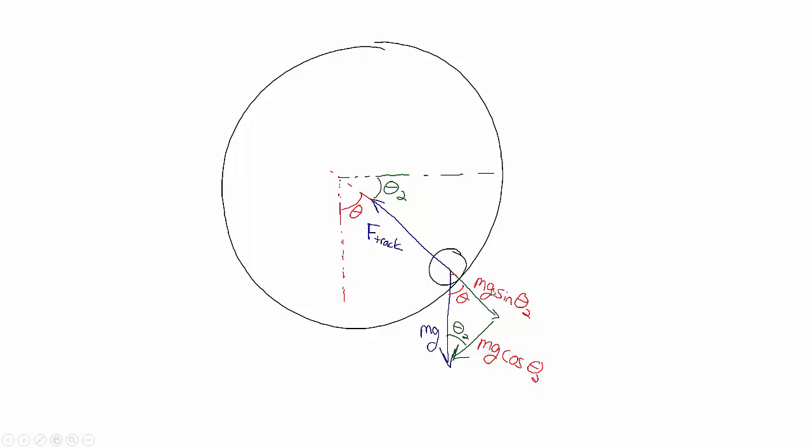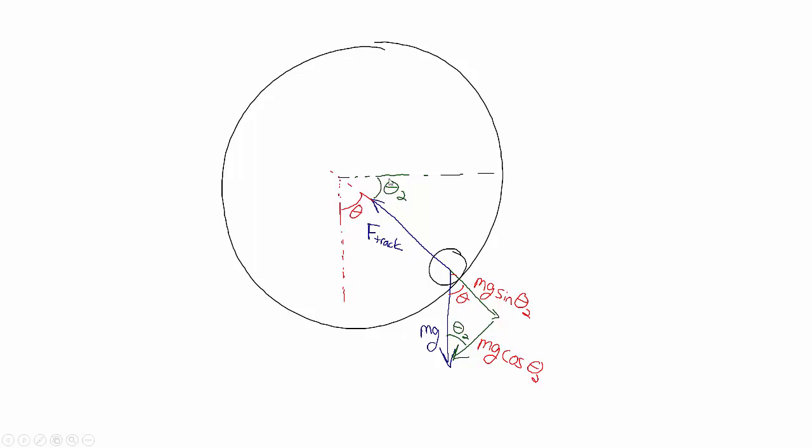To be able to calculate those components, we would need to describe where this is on the loop in terms of the angle that the object makes, either with the vertical or with the horizontal. It's easiest to talk about this angle with the vertical. So if we draw an imaginary line from the ball to the center of the circle, the angle between that imaginary line and straight down, if I call that theta, is the same as this angle between the force of gravity and this perpendicular component of the weight.